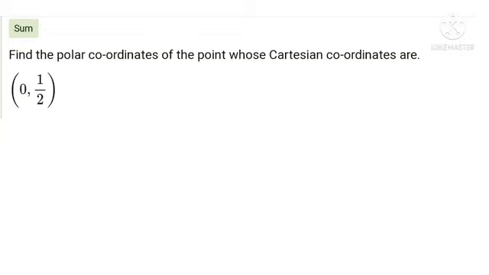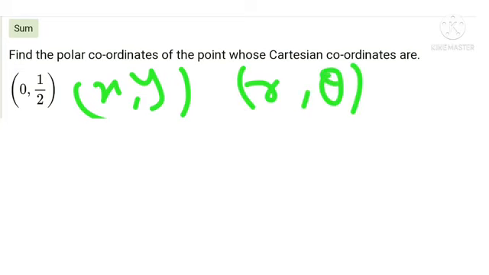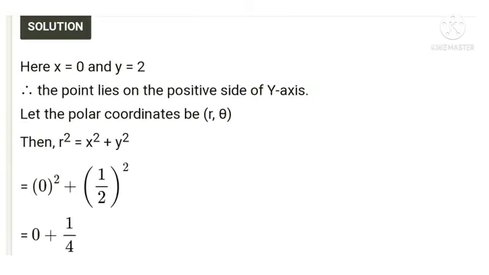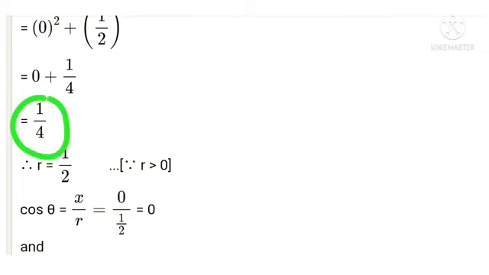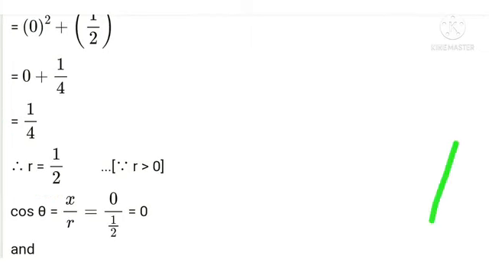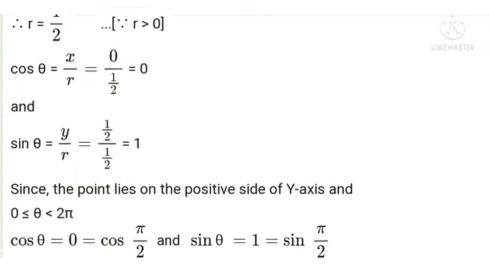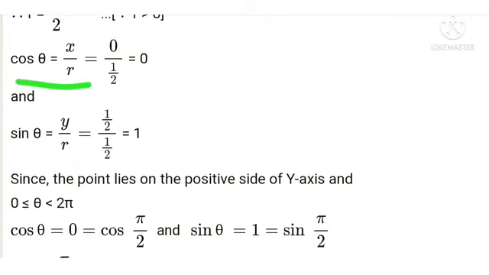Next, find the polar coordinates of the point whose Cartesian coordinates are given. Again here we have been given x and y. We have to find r and theta. Polar coordinates mean we have to find r, theta. Then first find r square is equal to x square plus y square. Put the value, we get r as 1 upon 2. Now students see, write the formula for cos theta. Cos theta is equal to x upon r. Put the value, we get cos theta as 0, and sin theta is equal to y upon r. We get sin theta is equal to 1.